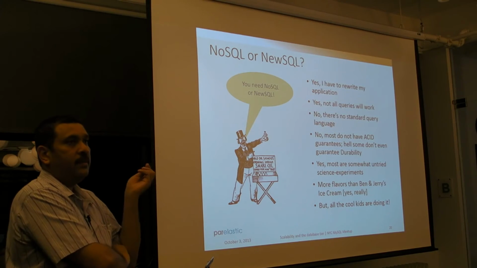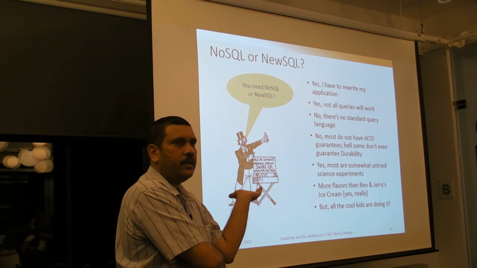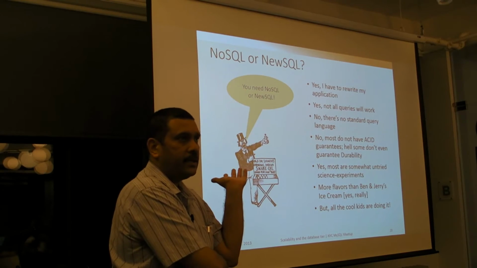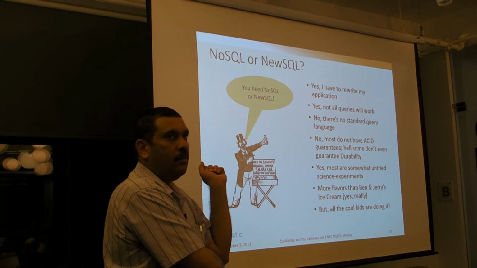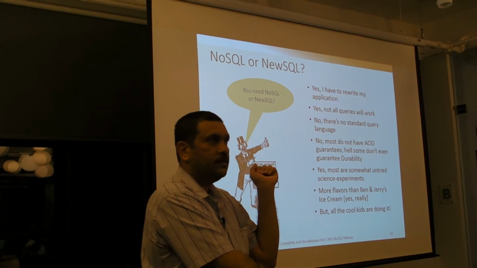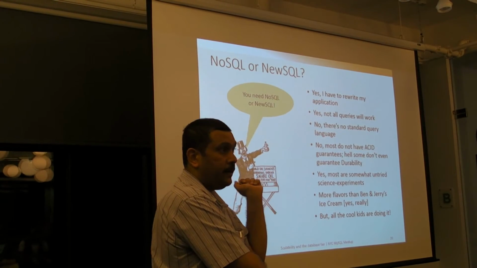The fundamental problem with a lot of these solutions, whether it's sharding or a NewSQL solution, is you've got to rewrite your application. Most of the NoSQL solutions have no structured query interface. They have an API, and there's no standard API.